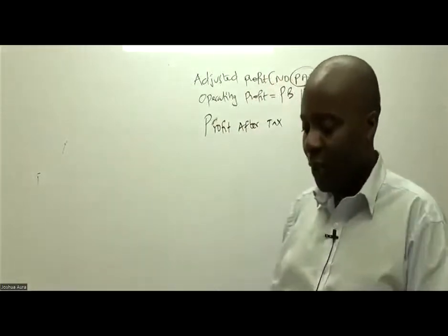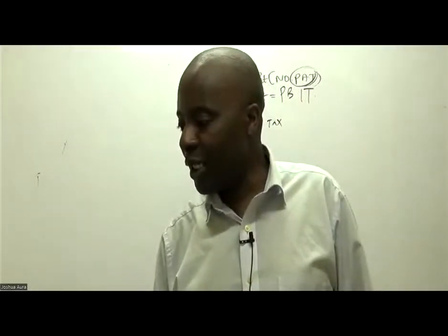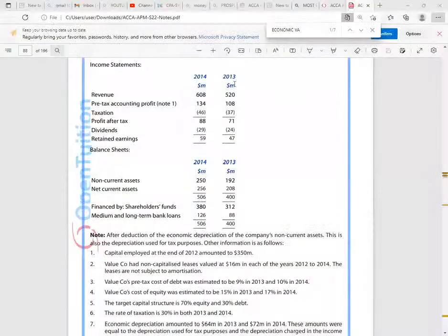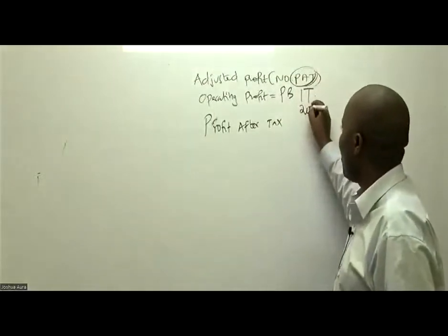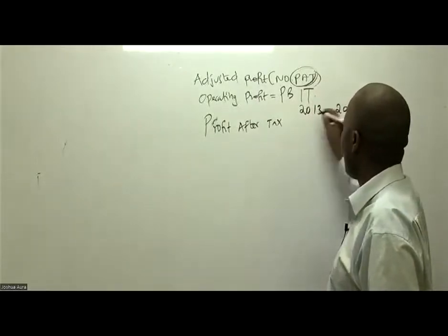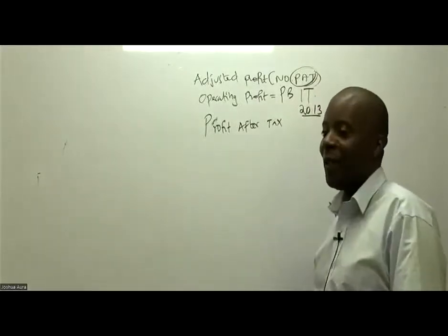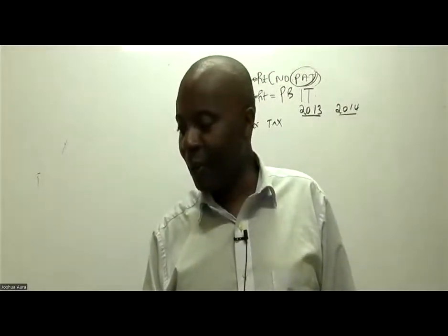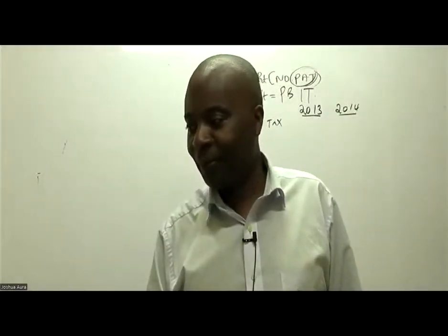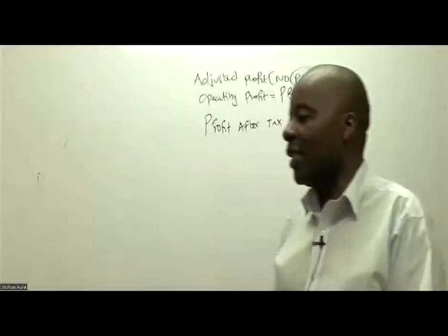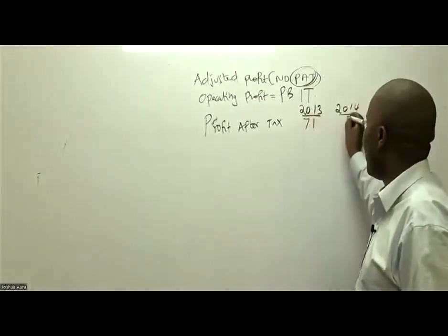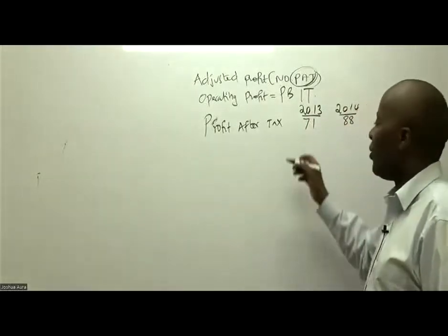Remember, we have got 2 years. Which years are these? We have 2013 and 2014. Write them in the way you're used to. Are you able to see the profit after tax in 2013? Oh yes, I can see the 2013 profit after tax is 71 versus 88. So we have here 71 versus 88. That is profit after tax.